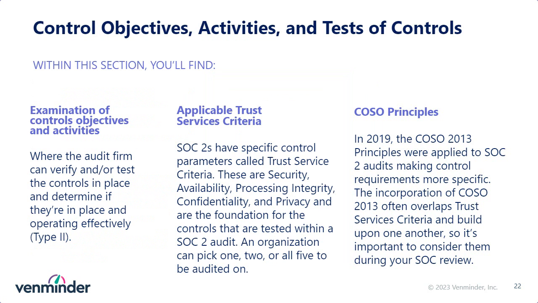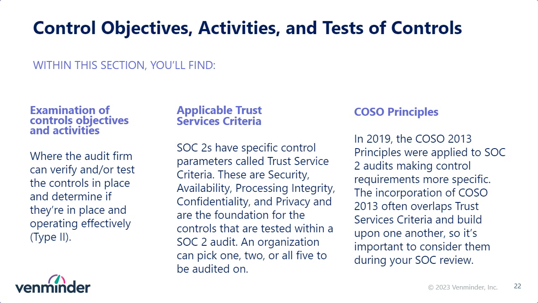Okay, so moving into section 4. A lot of people jump right to this section when they're doing their SOC reviews. They'll read the auditor's letter, and then jump right into the control objectives, activities, and tests of controls. Within this section, you're going to find a couple of things. Obviously, it's an examination of control objectives and activities. So this is where the firm can identify and/or test the controls in place to determine if they're in place for a Type 1 or if they're operating effectively for a Type 2.